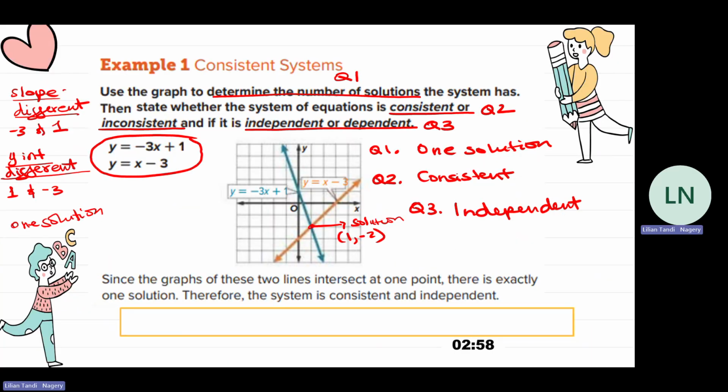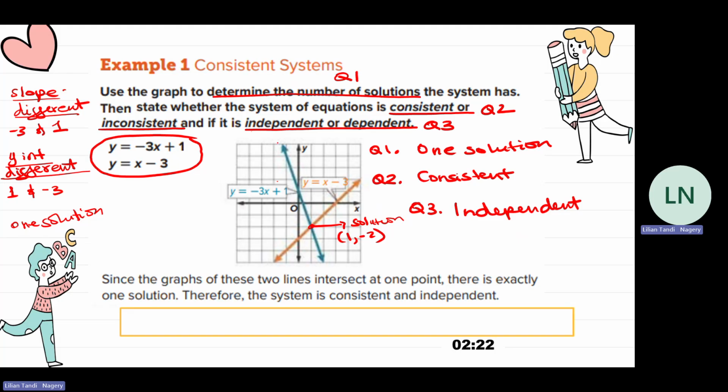Now, in this question, you've been told to use the graph. The picture has been drawn for you. Here is the graph to determine the number of solutions. That's the first part of the question. You need to use the picture to determine how many solutions the system has. You need to state whether the system is consistent or inconsistent, and whether it is independent or dependent. As you can see, your graph is making intersecting lines.